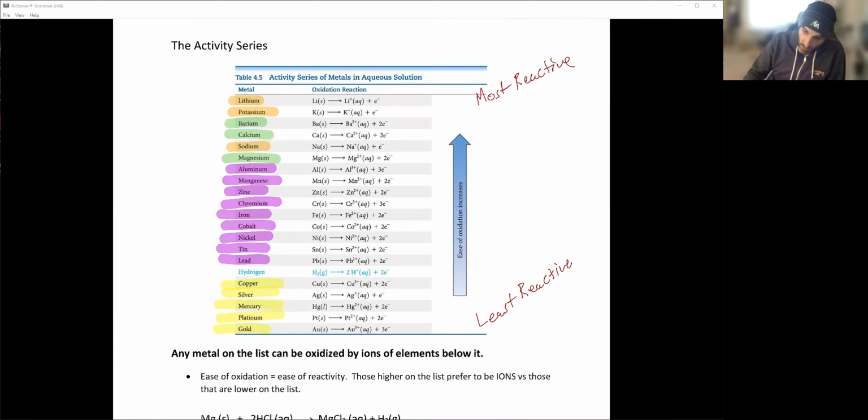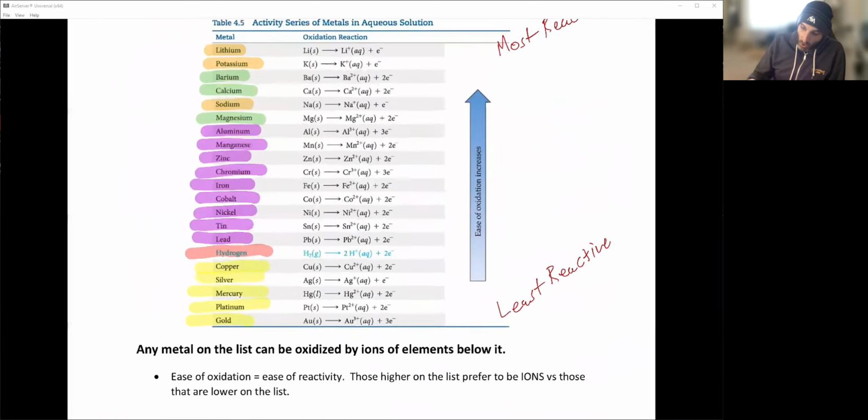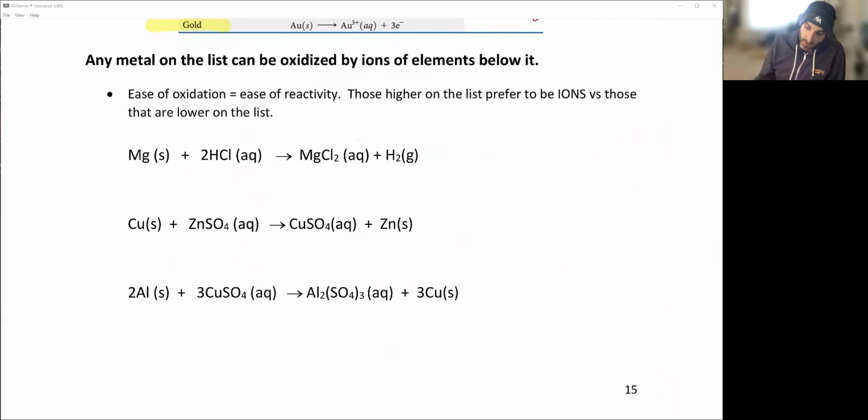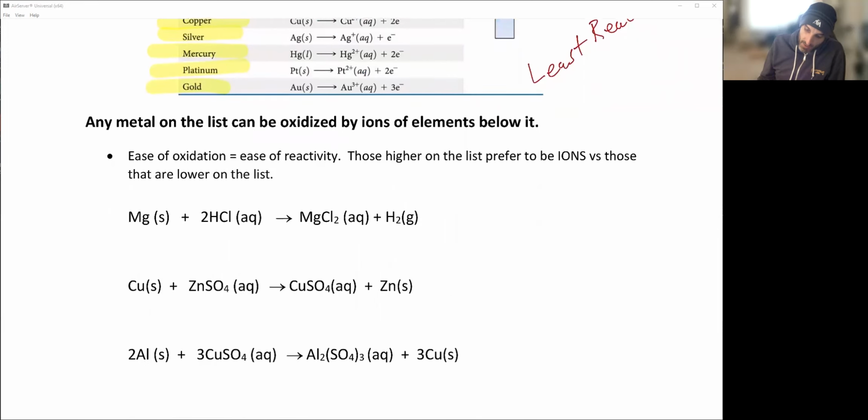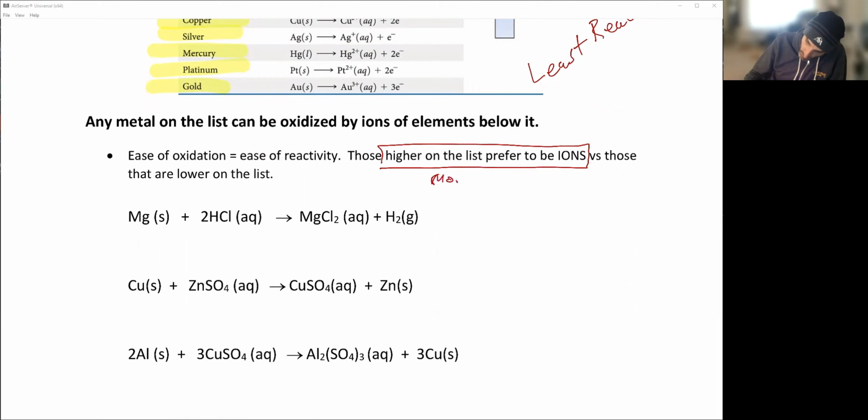Why am I giving you guys the reactivity of these things? And I'll just highlight hydrogen as well. Why am I giving you the reactivities? Well, when we're creating these reactions, the ease of oxidation equals the ease of reactivity. Those higher on the list prefer to be ions. So the more reactive ones prefer to be ions.